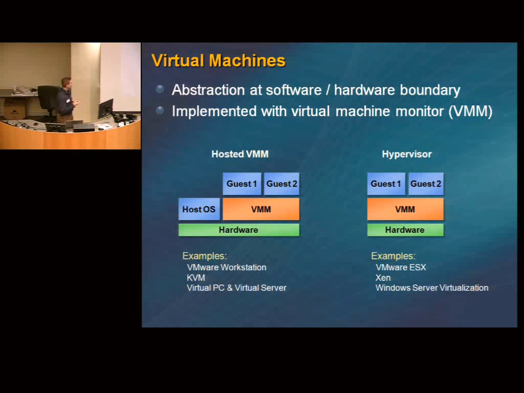And there are several examples of that I've listed. VMware Workstation is a popular hosted VMM. KVM is a hosted VMM that's now part of the Linux kernel. And Virtual PC and Virtual Server are also examples of that type of VMM. On the other side is a VMM arrangement that's called a hypervisor. And a hypervisor is a VMM that runs really on the hardware. There's no other operating system under the VMM in this case. And all of the operating systems run above it.